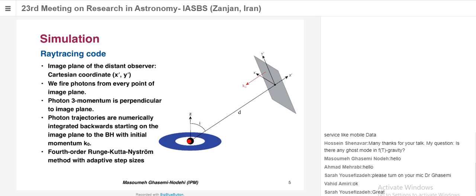Another coordinate is on the compact object, without prime. The distance is d and the viewing angle is i. We fire photons from every point of the image plane, and the photon 3-momentum is perpendicular to the image plane. Photon trajectories are numerically integrated backward, starting on the image plane to the black hole with initial momentum k naught. Here we use this method with adaptive step sizes to solve our equations.